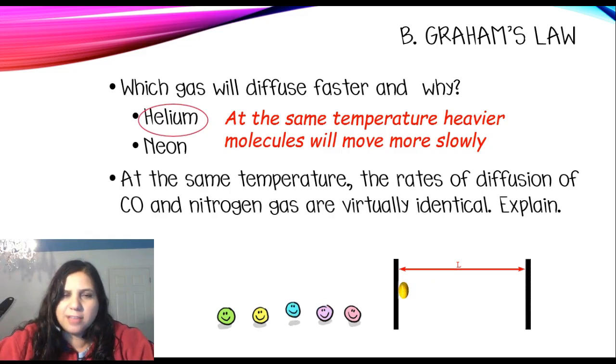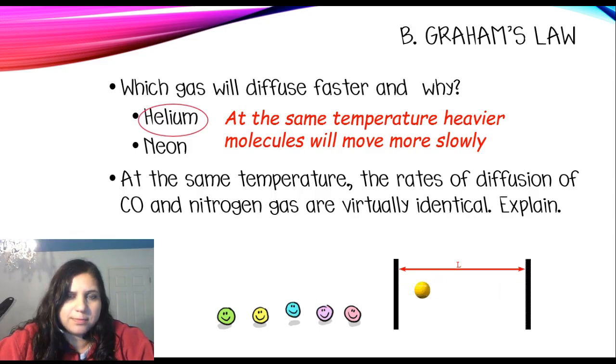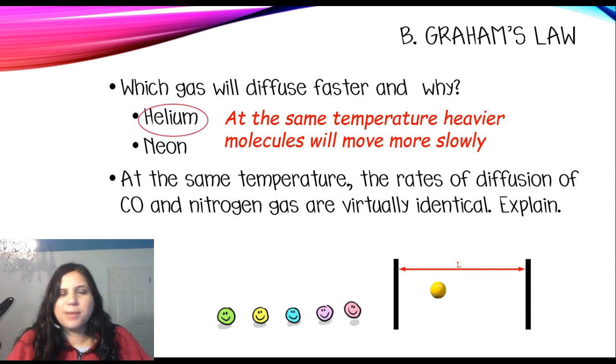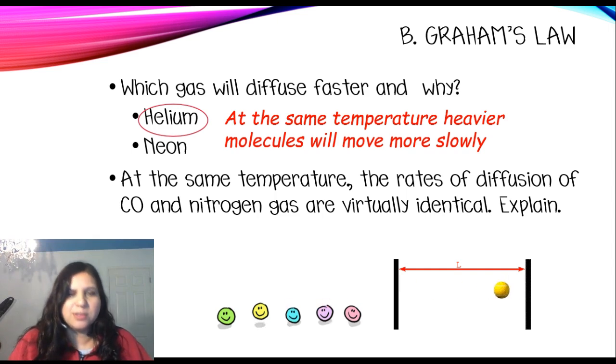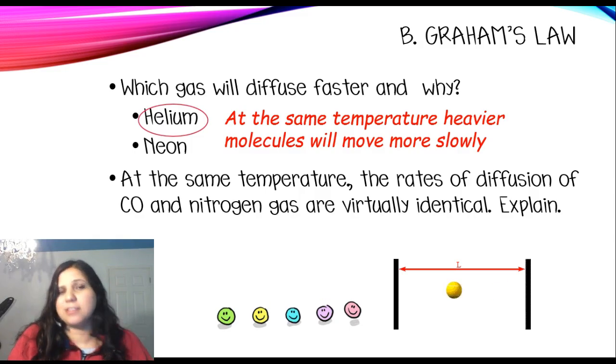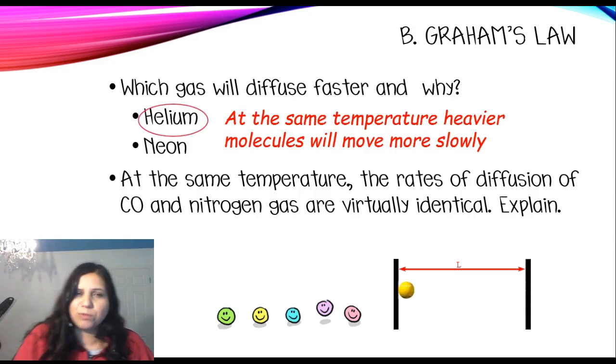Okay, next question. At the same temperature, the rates of diffusion of CO and nitrogen are virtually identical. Explain. So I'll let you do that. All right, and hopefully you looked up their molar masses. Carbon monoxide is about 28.01 grams per mole, and nitrogen about 28.02 grams per mole. So they're virtually close in molar mass, so they're virtually moving at the same rates. This could have said rates of diffusion or rates of effusion. We would treat it the same.